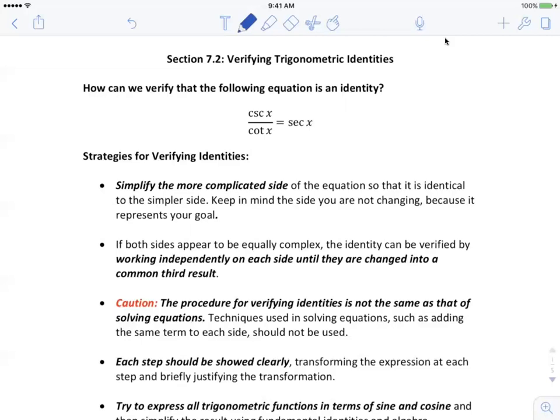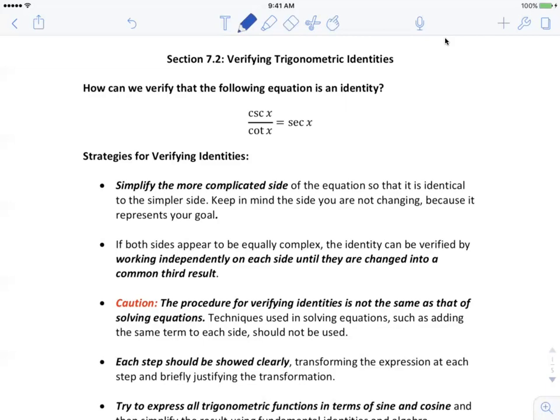And so there are some techniques you can use, and I've listed them here in bullet point form. But the typical method is that first bullet point. You just start with the more complicated side and then simplify it until you get to the other side, right? And you keep in mind the side that you're trying to get to. Like, I'm going to try to reduce that cosecant over cotangent, and hopefully I come up with secant.